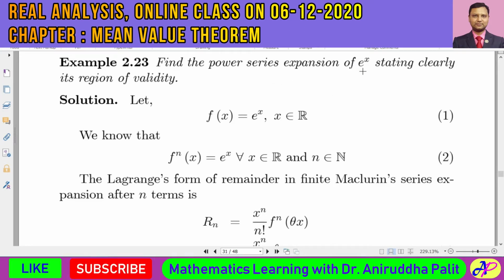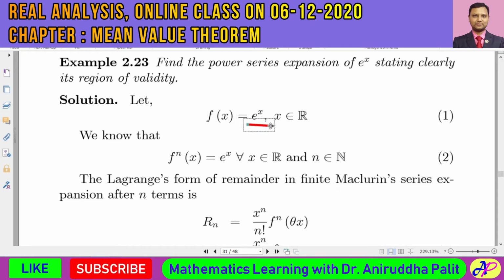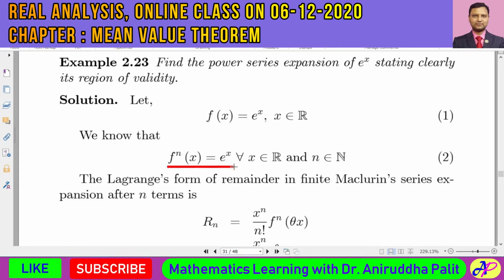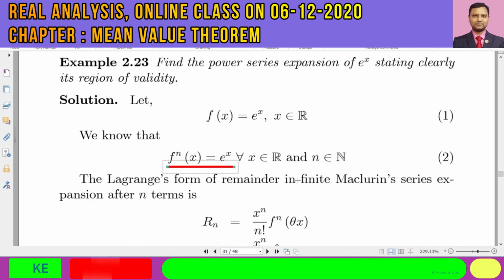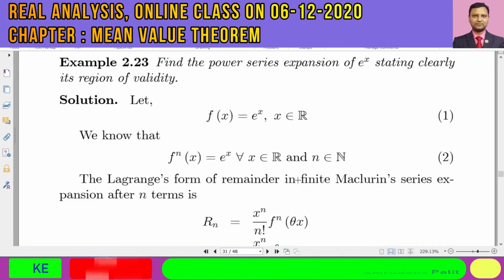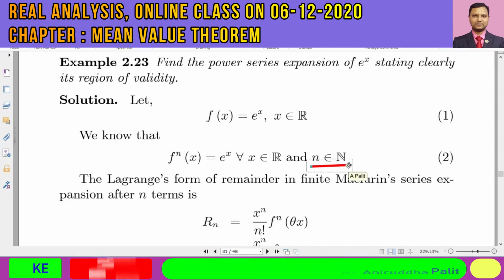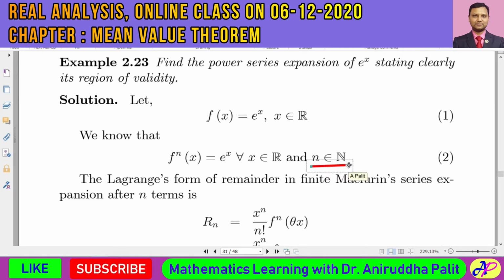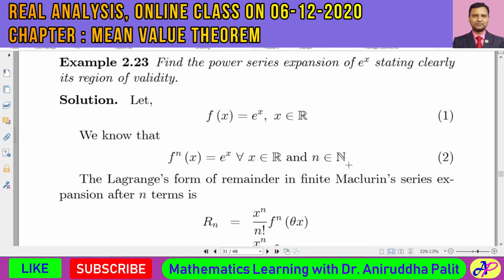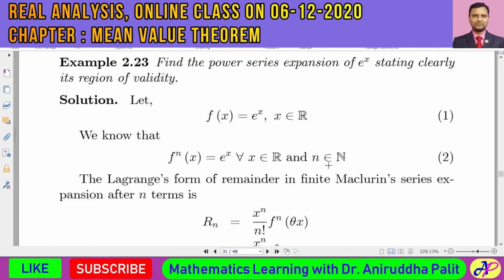considering this function e to the power of x. This e to the power of x is a function. We know that the nth derivative of e to the power of x is equal to the same function e to the power of x for all values of x belonging to the real number system R, and for all integer n. It is true for all integer n. And so we can say that the function is infinitely differentiable, and all these derivatives are continuous there in each and every interval.